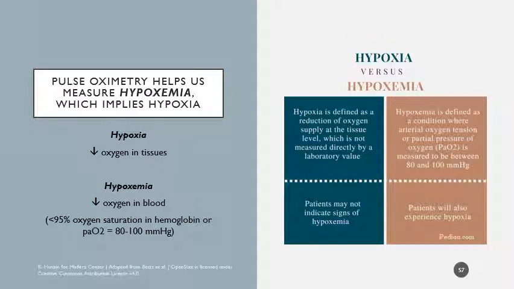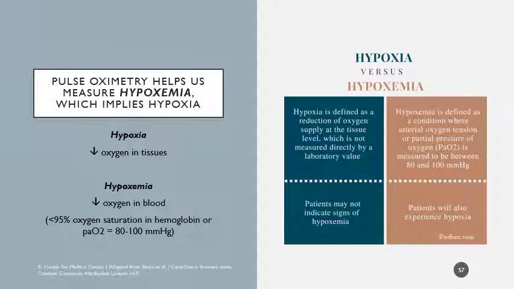So what pulse oximetry is doing is helping us measure hypoxemia. Hypoxemia specifically means that you have a low amount of oxygen in your blood, less than 95% oxygen saturation of hemoglobin, or arterial partial pressure of oxygen in a range of 80 to 100 millimeters of mercury. So that arterial value is a little bit harder to actually measure. It's hard to go in and take arterial gases, but the pulse oximetry is a useful measurement.